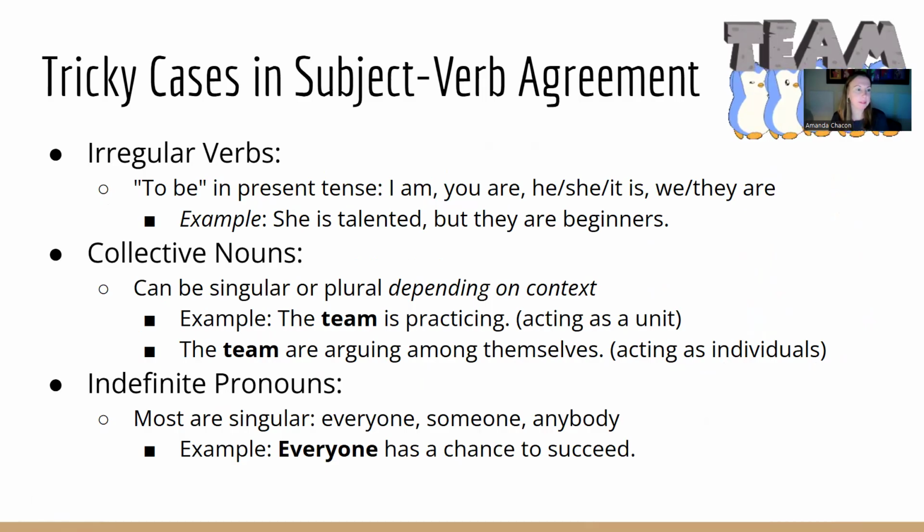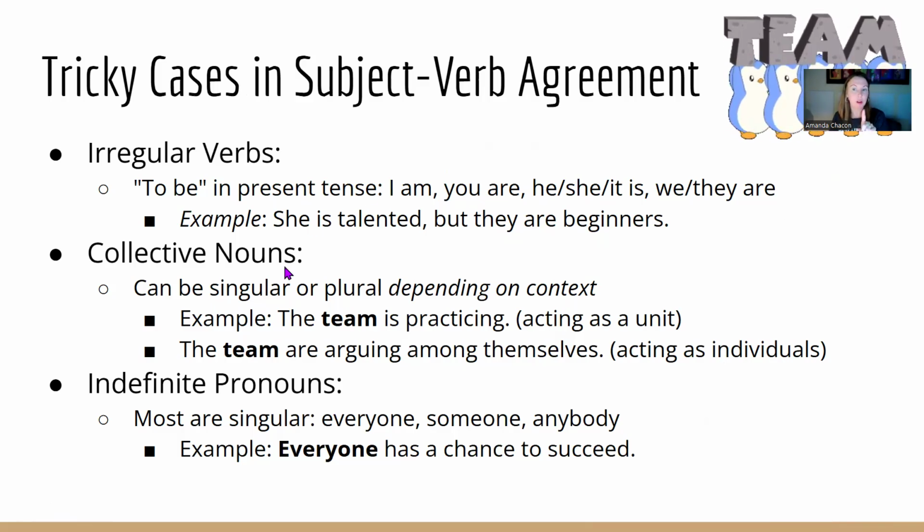So here are some tricky cases. Irregular verbs, which we just talked about. I am, you are, he is, we are, they are. So she is talented, but they are beginners. So she is, that's singular, but they, plural, are beginners. They are. So is versus are.